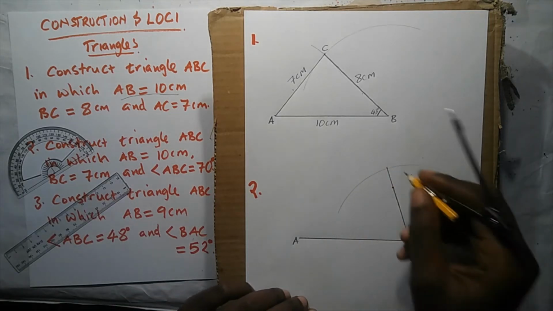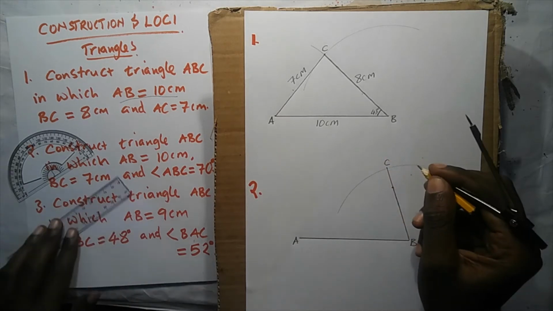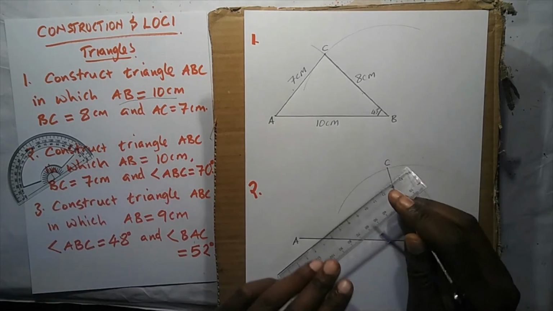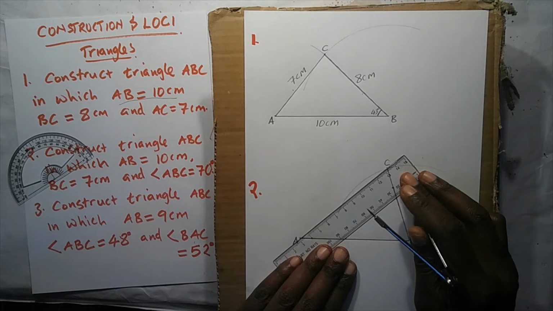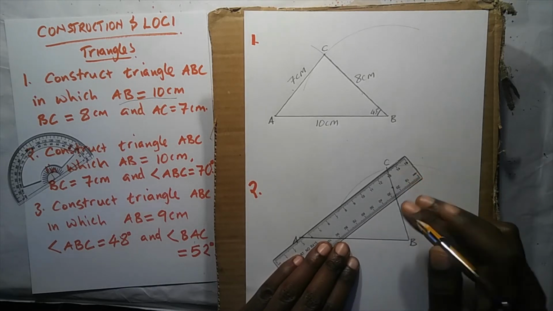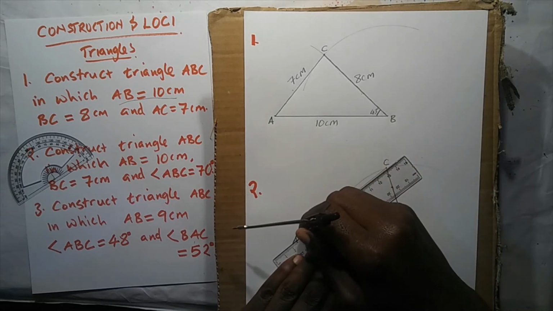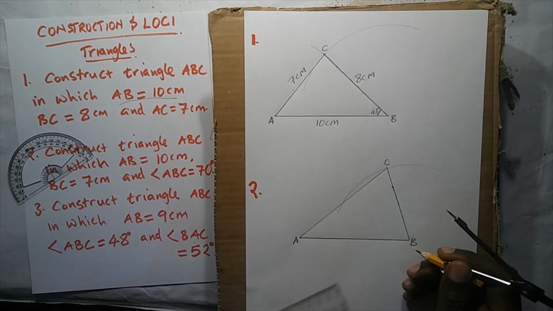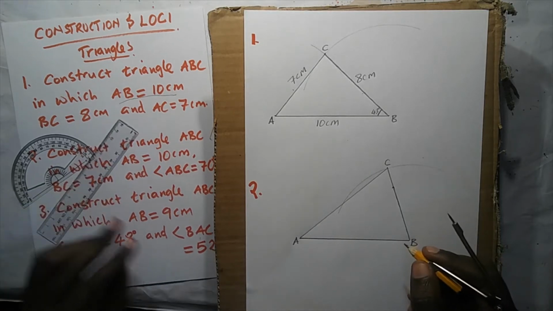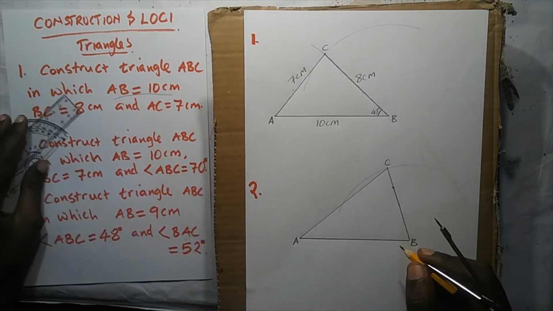Okay, so that is where our C is going to be, and then we can connect now from A up to where C is. So from A up to where C is. Okay, so this is our triangle, and then we can put the measurements there that we are given.